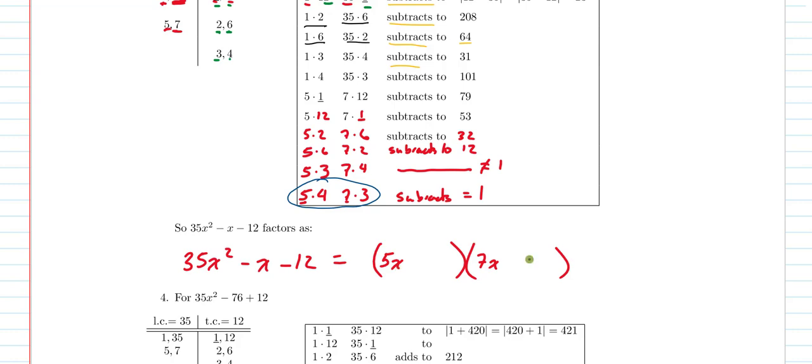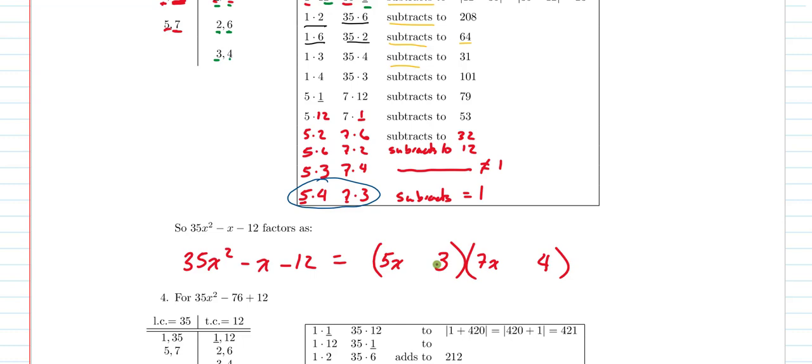So we're going to have 5x, and then opposite the 5x, I'm going to put the 4. And when I do my inners, I'm going to multiply my 7x times 3. So opposite the 7x, or another way, in the only spot remaining, I'm going to put the 3.